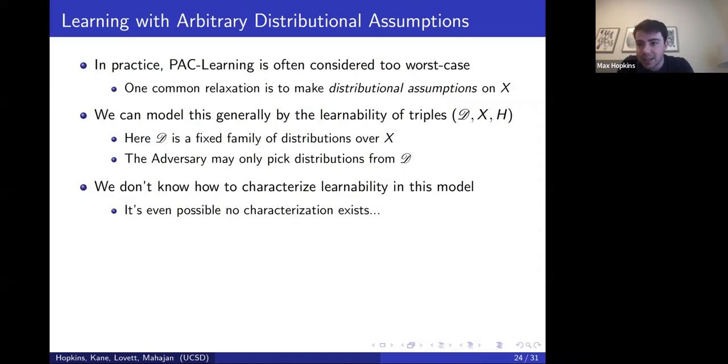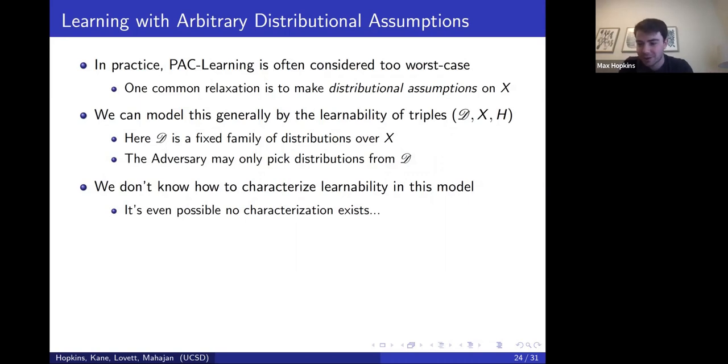We basically, as far as I know, don't really have techniques to work with this model. And I'll mention, it's possible that no combinatorial characterization of this model even exists. I say this because there's some related work on learnability being independent of the ZFC set theory axioms. I don't want to get into this, but it's plausible that you can't even characterize learnability in this model, at least in standard set theory. Suffice it to say, this is a hard model. That's the main point that I want to get across.